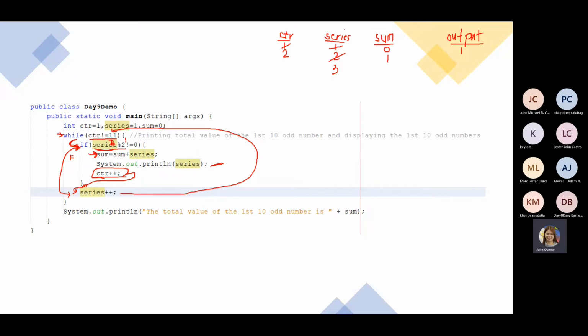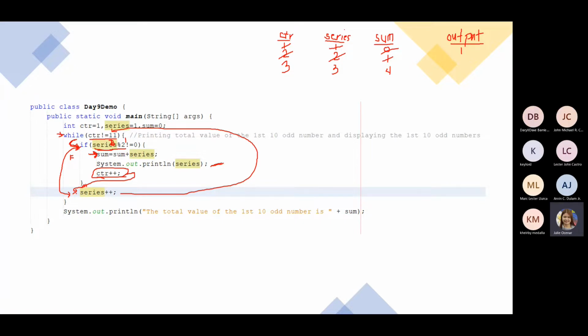Sum equals to sum plus series. Sum is 1, series is 3. Okay, magiging 4 ngayon si sum. Okay? And then, counter plus plus, magiging 3. Crash out si 2. And then, go out sa ating if statement. Then, we have series plus plus, magiging 4.